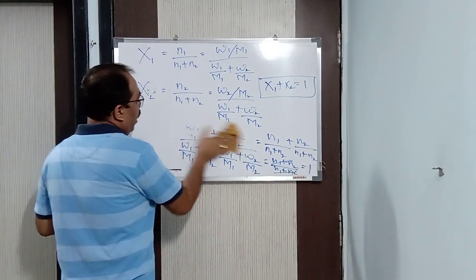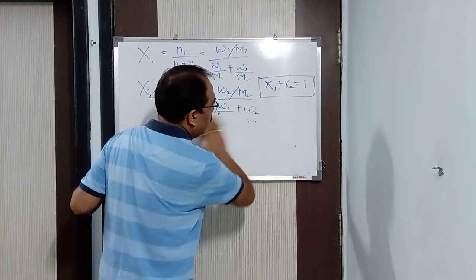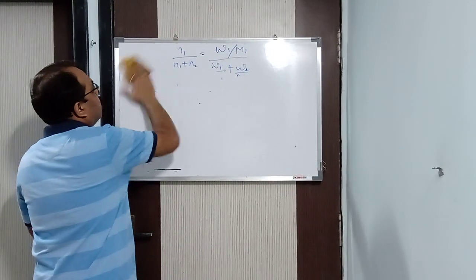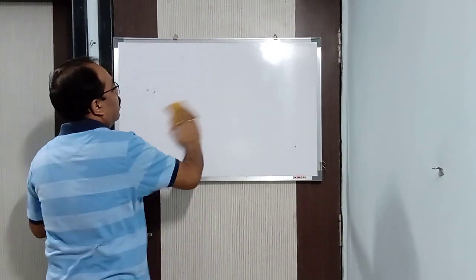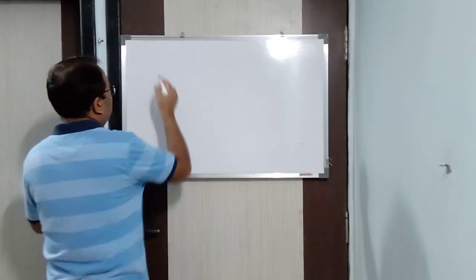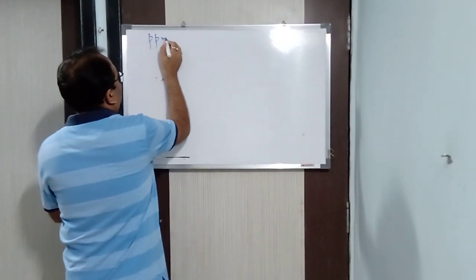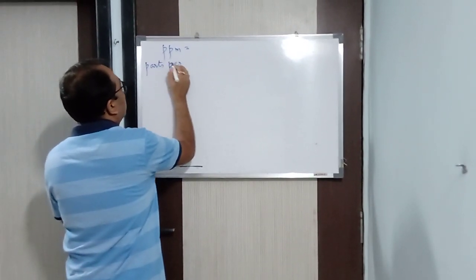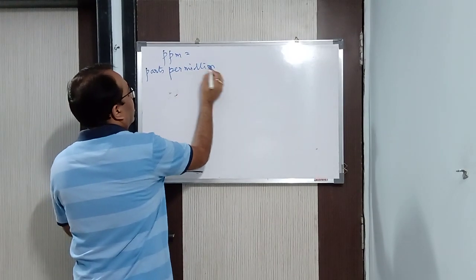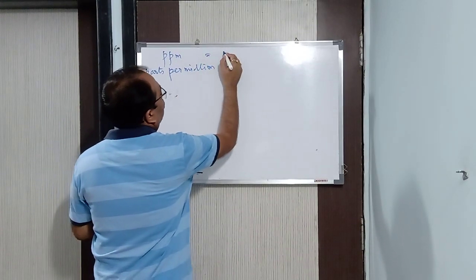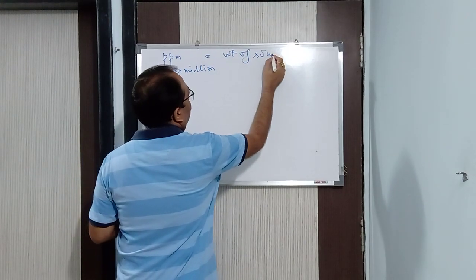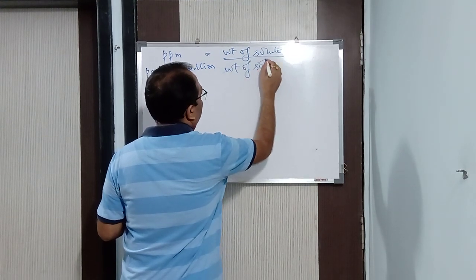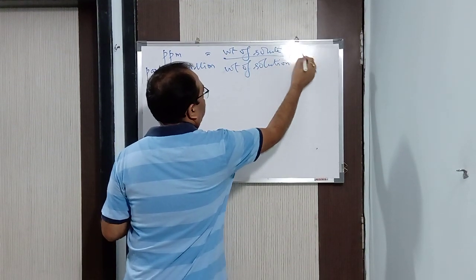Next, after that, we'll come to ppm. What does ppm stand for? Small p, small p, small m. Parts per million. So ppm is equal to weight of solute by weight of solution into 10 to the power 6.